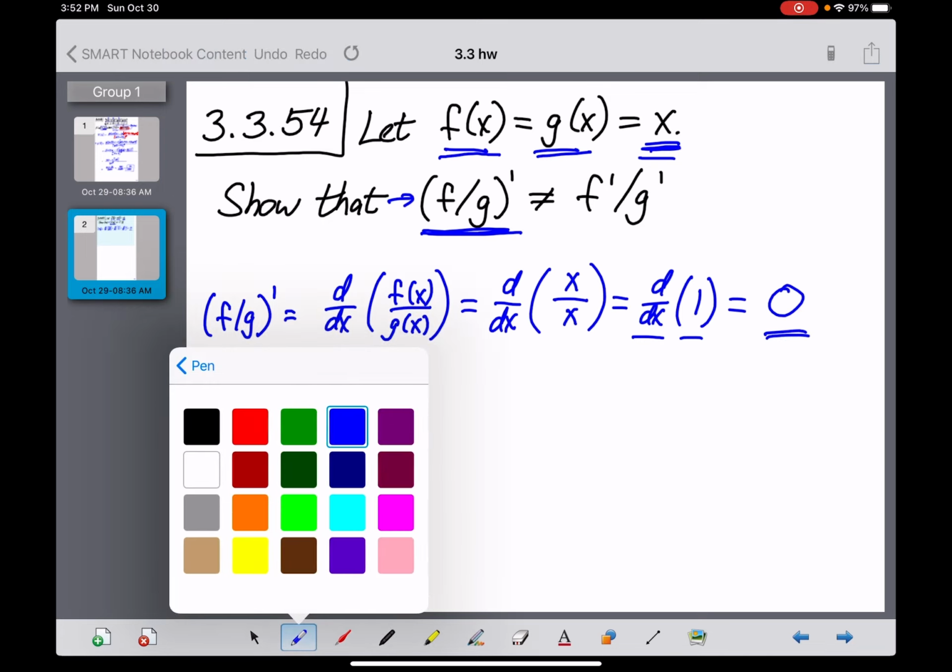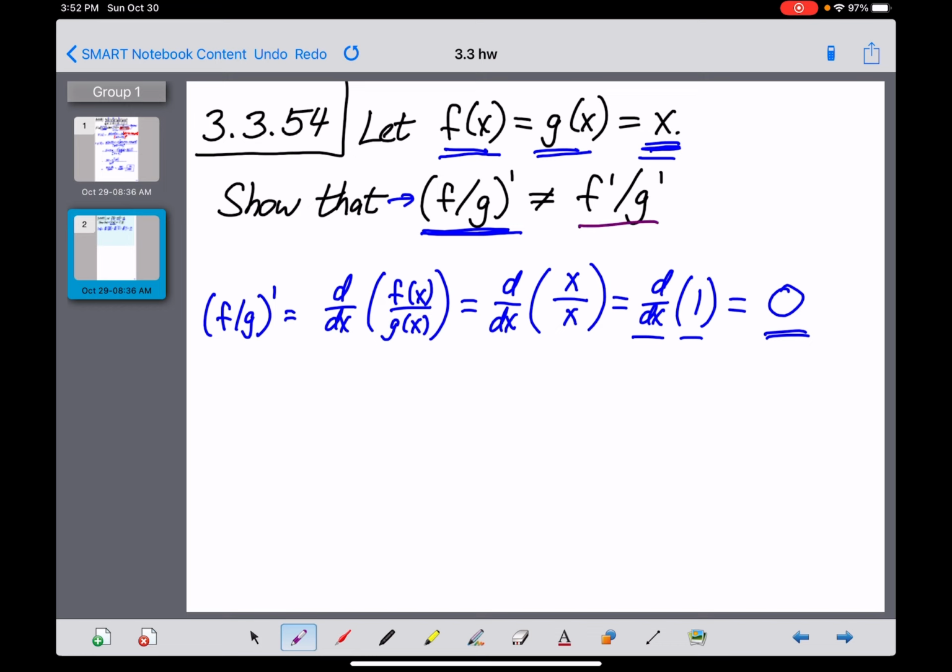Interesting. Let me switch colors now. I'm going to go purple. And in purple, I want to talk about this right side over here. What they're asking you to do there is f prime divided by g prime. Again, a slightly different way of writing that would be f prime of x in the numerator and g prime of x in the denominator. And again, we're going to remember that in the case they've told us to consider, f of x and g of x are both equal to just plain x. So f prime of x, the derivative of x, is 1. And in the denominator, g prime of x, the derivative of x, is 1 as well. And of course, 1 divided by 1 is equal to 1.